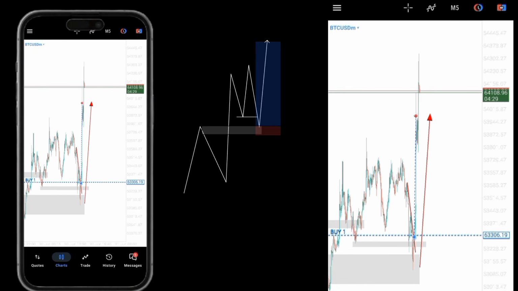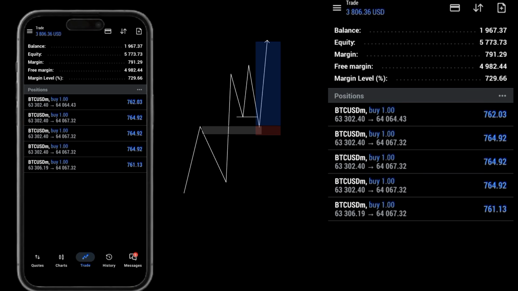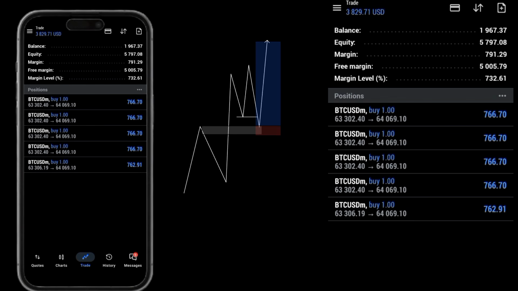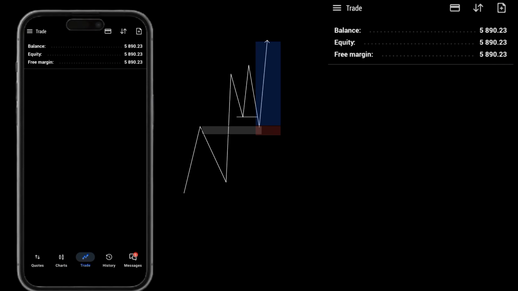It's a good thing it didn't retrace and hit our first take profit. You can see the first take profit was about $667 and that's the reason why the account is at 1,900. Okay, it's actually a $1,300 deposit, and we're able to scale that account up. Currently it's at 5,800 and we'll be looking to flip this account to a bigger amount.